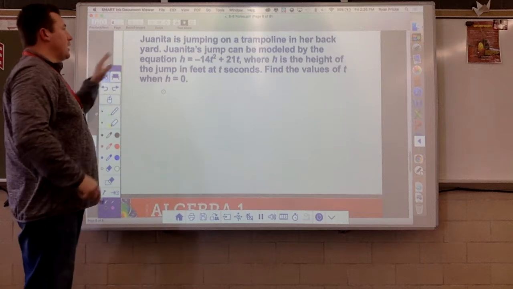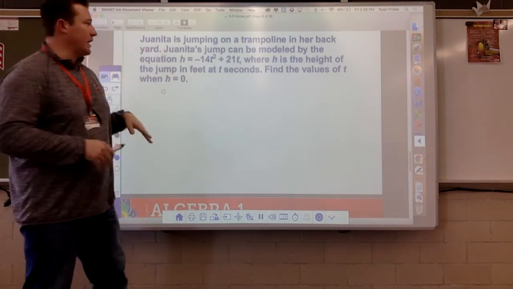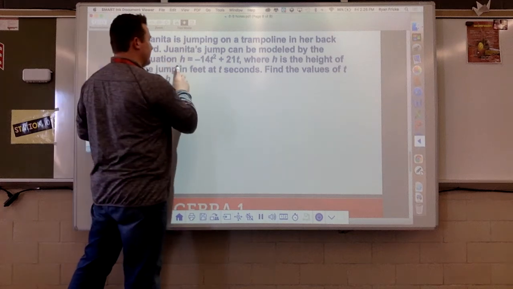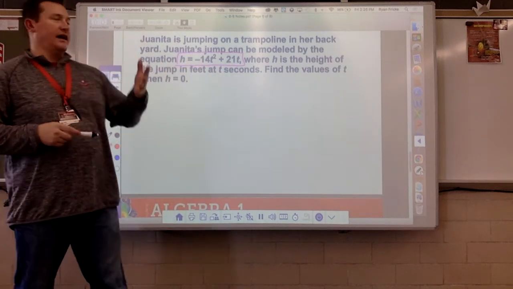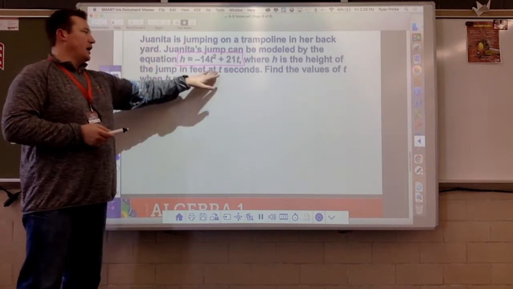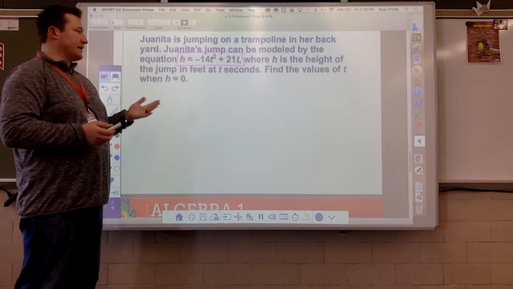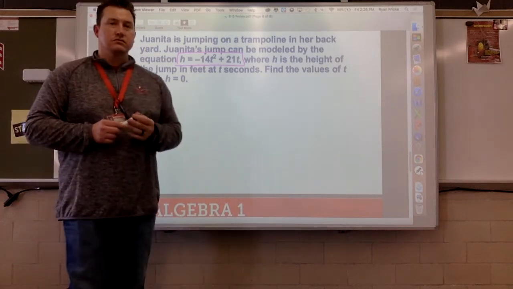Okay. All right, we're jumping on a trampoline. Again, we can all think about what that would look like. And it's modeled by this equation right here. H, again, is the height of the jump, so how high we're getting off the trampoline. T is our time in seconds. Find the value of t when the height equals 0.